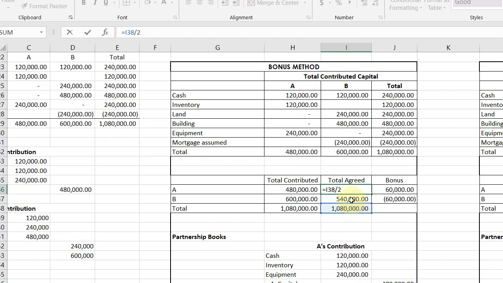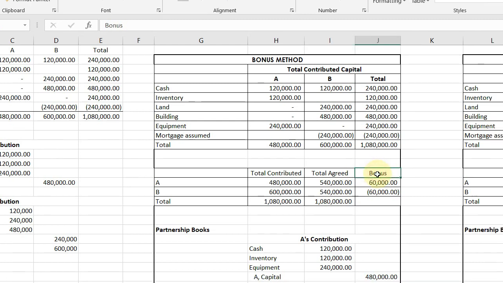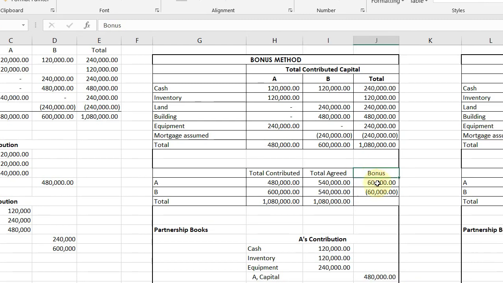Okay, then we have 540,000 each. So, what happened? Who got the bonus? A, okay? Because positive. From 480 contributed, wow, his agreed capital interest became 540. Okay, who got reduced? B. Okay, because from 600, it became 540 only.